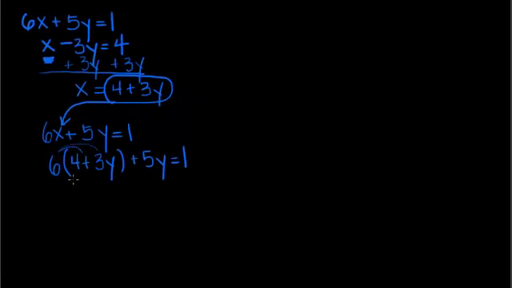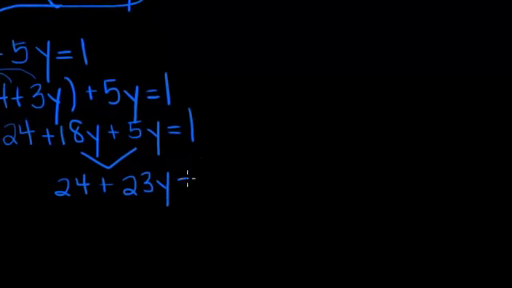First, I will distribute the 6. 6 times 4 is 24, and 6 times 3y is 18y. Then I will continue writing the rest of the equation. Next, I will combine like terms. 24 plus 18y plus 5y is 23y.